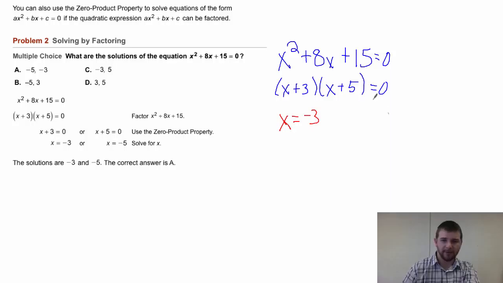So next we consider what value of x makes this second binomial equal 0, negative 5. And recall substituting in negative 5 plus 5 is 0, times whatever, it's going to equal 0. So there are our two solutions, negative 3 and negative 5, which, looking at our answer choices, negative 5 and negative 3, that's answer choice A.